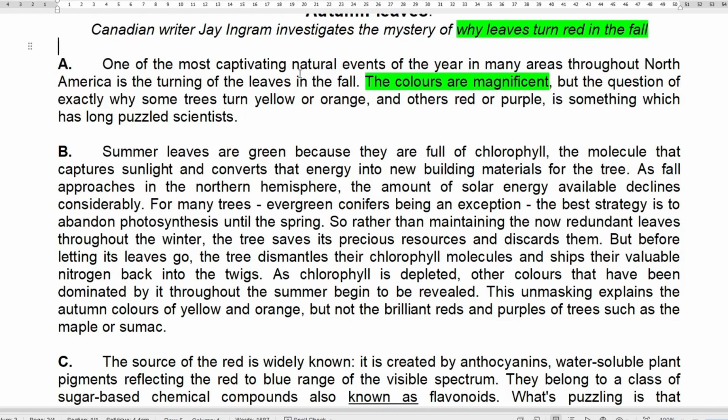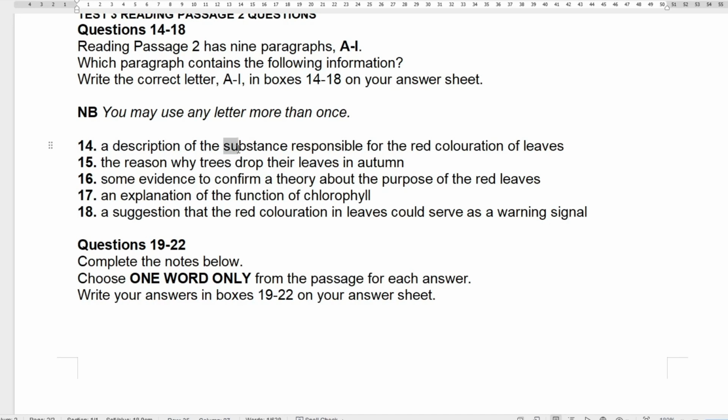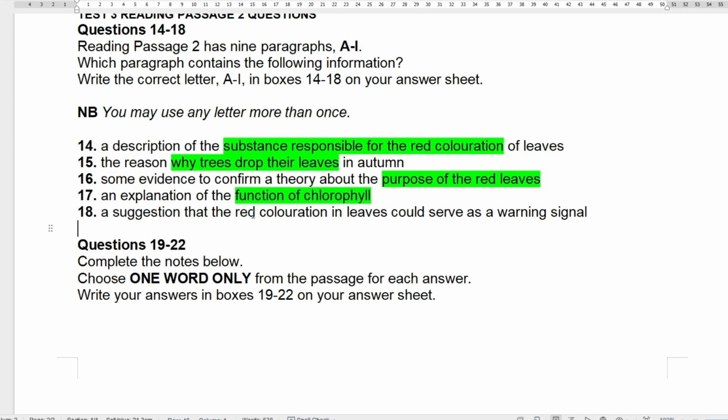Anyway, but the question of exactly why some trees turn yellow or orange and others are red or purple is something which has long puzzled scientists. Okay, this is the description of the substance responsible for the red coloration. This is number 1. The reason why trees drop their leaves in autumn. Okay, so why trees drop their leaves exactly that season. Some evidence to confirm a theory about the purposes of the red leaves. Okay, an explanation of the function of chlorophyll. We have that as well. A suggestion that the red coloration in leaves could serve as a warning signal.